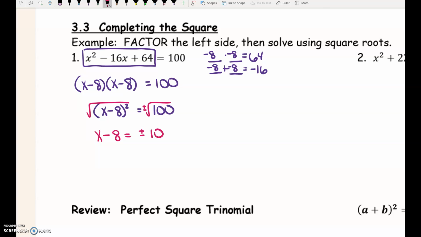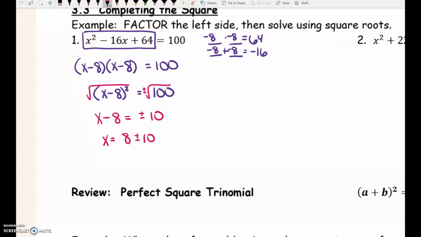So x minus 8 equals positive or negative 10. We add 8 to both sides. And that plus minus means positive 10 and negative 10, so that we can combine these numbers. One of them we do 8 plus 10 to get 18. The other one we do 8 minus 10 to get negative 2. Our two solutions are 18 and negative 2.